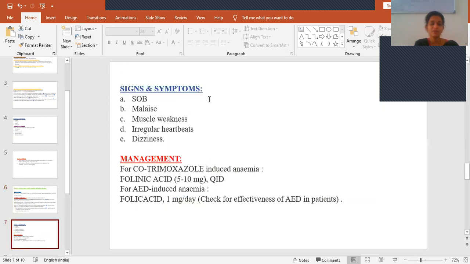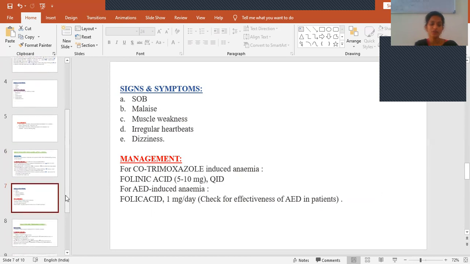The signs and symptoms include shortness of breath, malaise, muscle weakness, irregular heartbeats, and dizziness. These are the signs and symptoms of drug-induced megaloblastic anemia. Coming to management, for cotrimoxazole-induced anemia, because cotrimoxazole causes a deficiency of folic acid, we have to give folinic acid 5 to 10 mg QID, meaning 4 times a day.